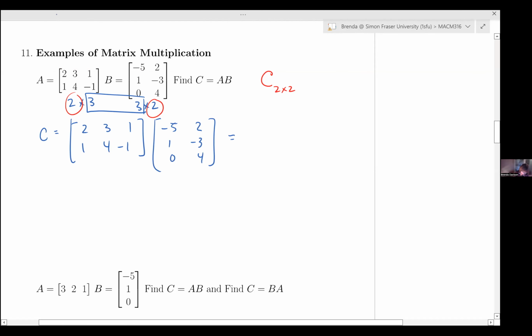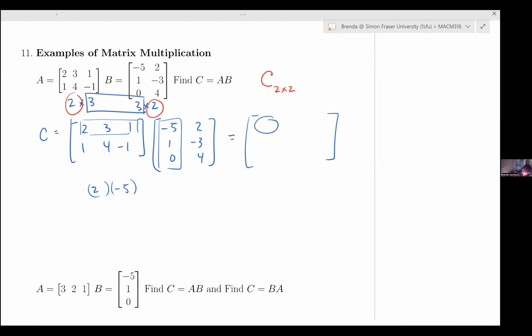Okay, so what do we do? We take the dot product of the first row with the first column. That's how we're going to find the first number in the product. So I'm going to write this one out, and then I'm not going to write out the other 3. I'm taking the dot product of row 1 with column 1. That's the entry that's going to go right here. So that is 2 times minus 5 plus 3 times 1 plus 1 times 0. And that is minus 10 plus 3. So this entry right here is minus 7.